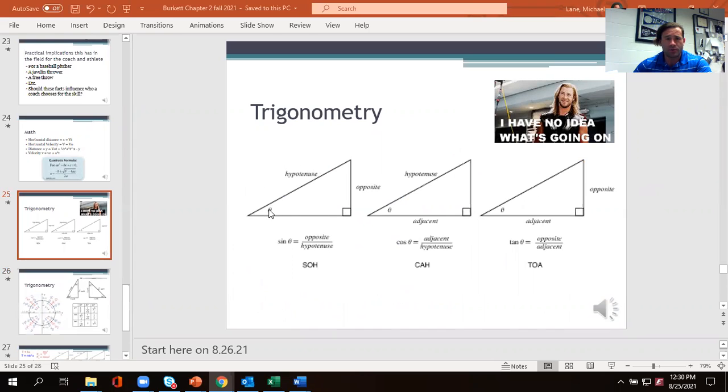So if this is the angle of interest, our hypotenuse is the longest side of the triangle. The line right next to the angle that's not the hypotenuse is always going to be what's known as the adjacent. So you see the adjacent written there. From there, on the other side, we have the opposite. So when we have an angle and we use the sine function, we're looking at the opposite divided by the hypotenuse. When we're doing the cosine, we're looking at the adjacent divided by the hypotenuse.